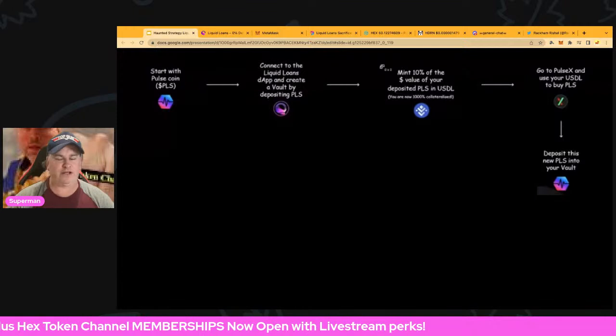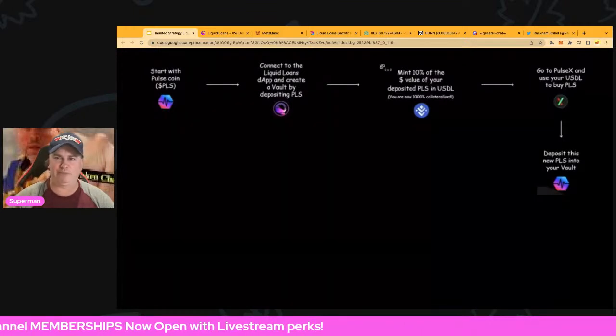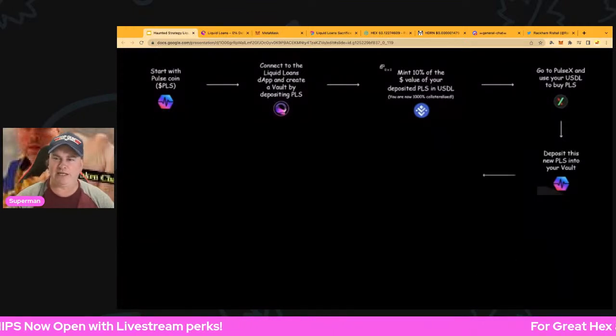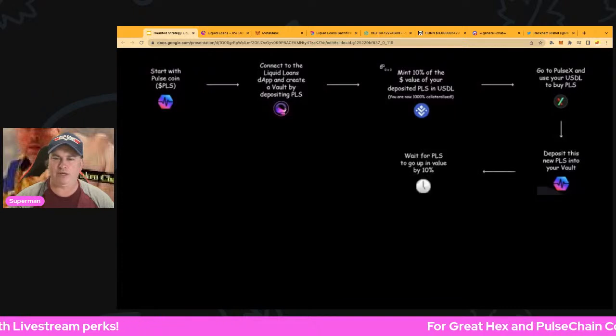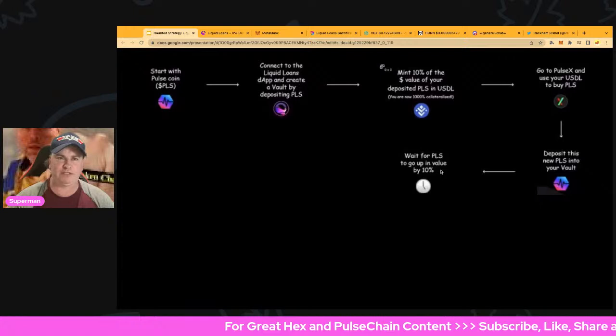Is that where we finished? No, that's not where we finished. We're going to rinse and repeat this. So we're going to deposit that in the vault there. And of course, then we're going to wait for PLS to go up by 10%. So this is a strategy. We wait for Pulse to go up by 10%.